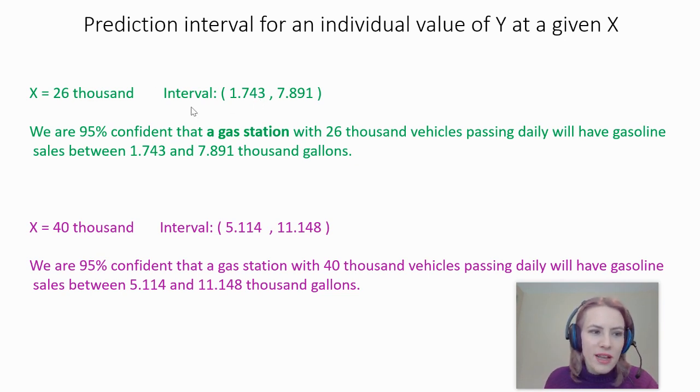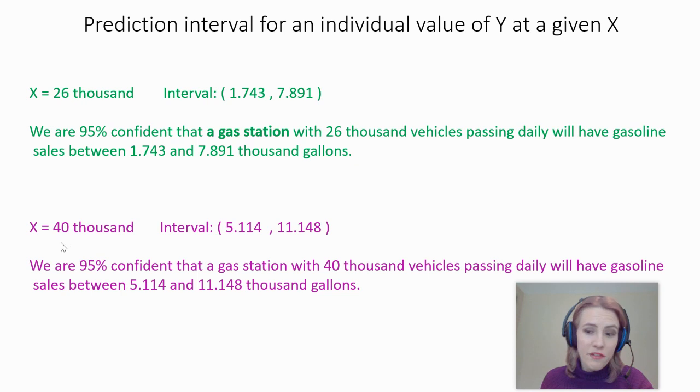So I could say here, at x equals 26, we're 95% confident that a gas station with 26,000 vehicles passing daily will have daily gasoline sales between these two amounts. Hopefully you see how that could be really useful if you're placing your new gas station and you want to know how many tanks you will need to fit the demand. You can now have a pretty good handle on, at least with 95% confidence, how much you would sell, and not just an average for the whole population, but how much your specific station would sell.